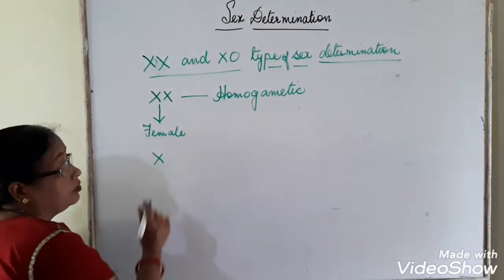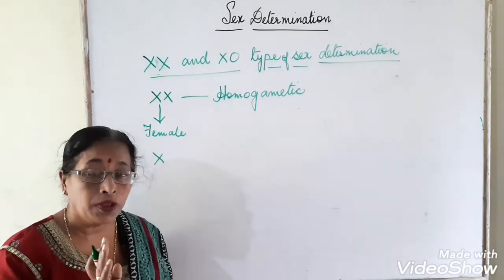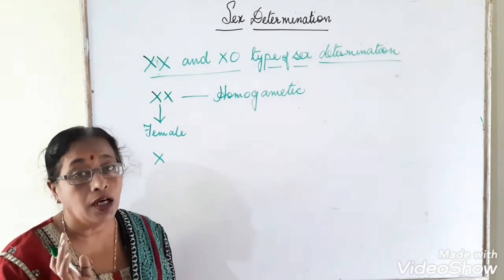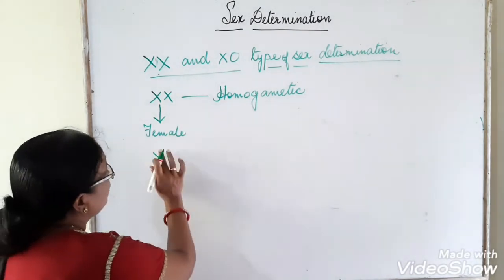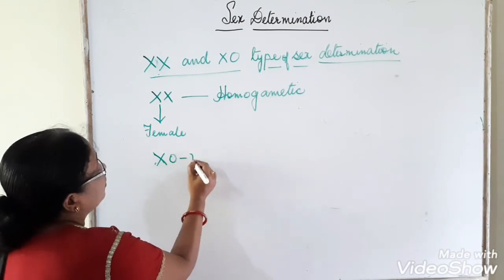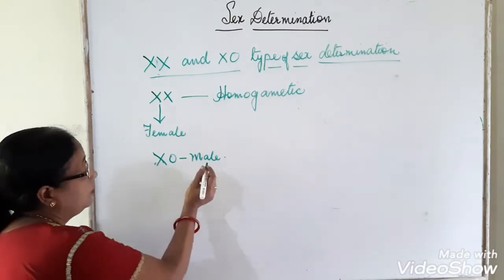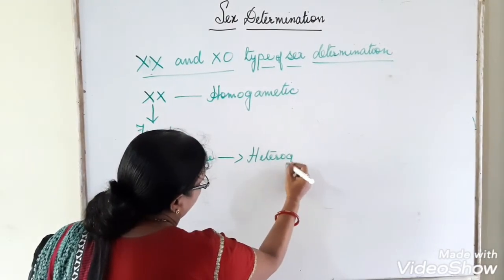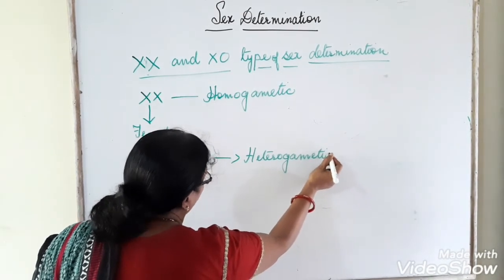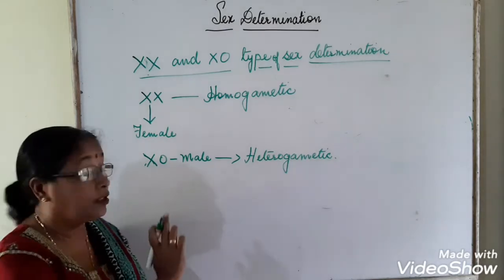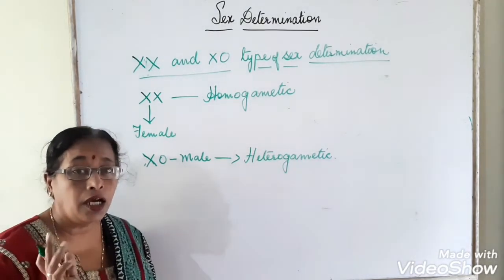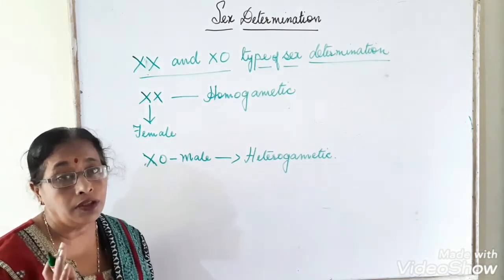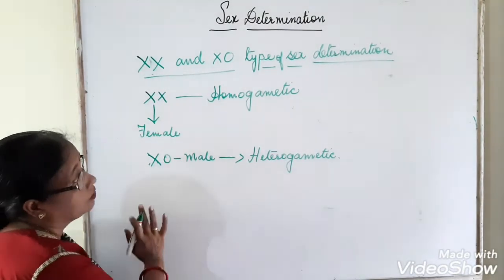The sperms of the males have got two types of chromosomes, that is, one with the X chromosome and one without the X chromosome. So XO type is represented by the males. It shows heterogamety. The male gametes are heterogametic, that is, half the number of sperms have the X chromosome and half the number are without the X chromosome.